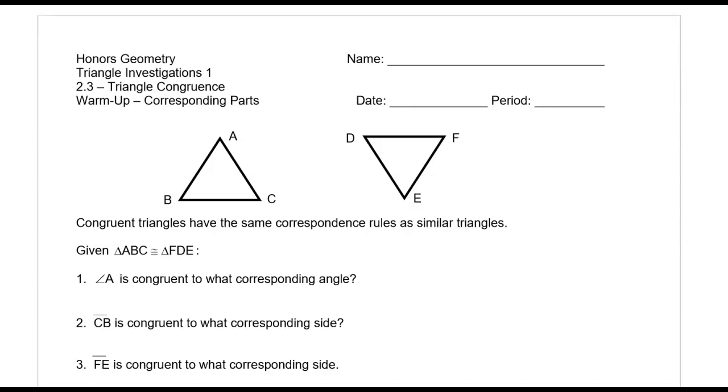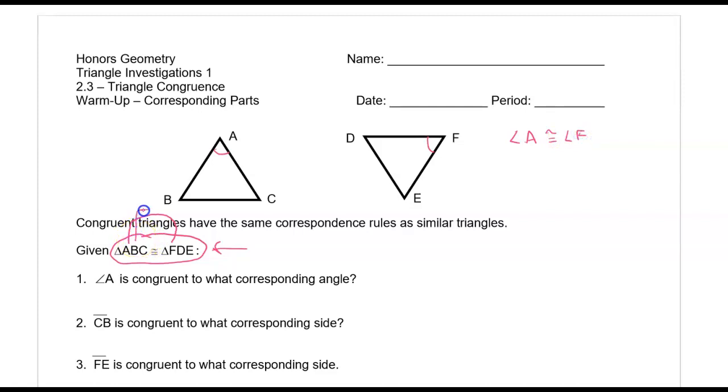Notes on 2.3 are on the topic of triangle congruence. Here we have two triangles shown, and we are given that triangle ABC is congruent to triangle FDE. What that sentence means is that angle A is congruent to angle F. So you can mark the diagram, and I'm going to write angle A is congruent to angle F.